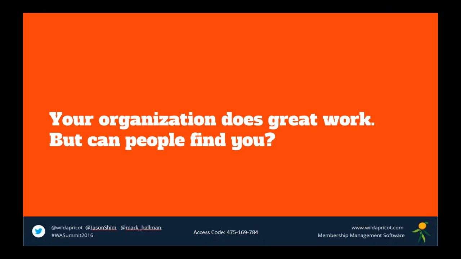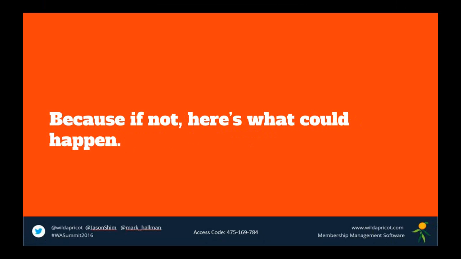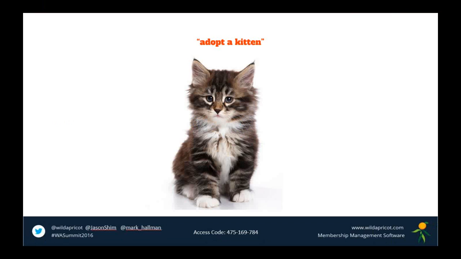Your organization does great work, but can people find you? Because if not, here's what could happen. This is our first example of a keyword: adopt a kitten. We want to make sure, as an organization, if we have programs and services available, that our ad serves at the appropriate time. So if someone's searching for adopt a kitten, your ad about a kitten pops up. That simple.